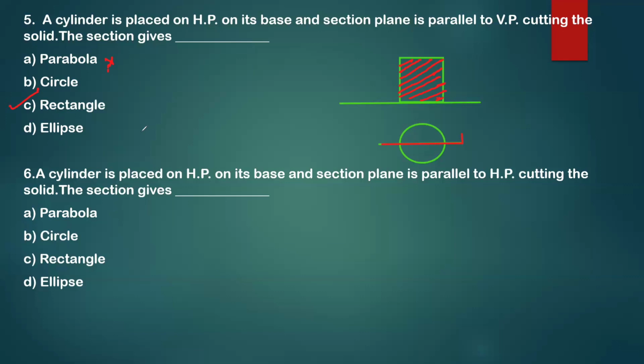Now next, sixth one. Again, the same thing is there. A cylinder is placed on HP on its base. Section plane is parallel to HP, cutting the solid. The section gives... I will see what is the difference between question number 5 and 6. There is a very little difference.